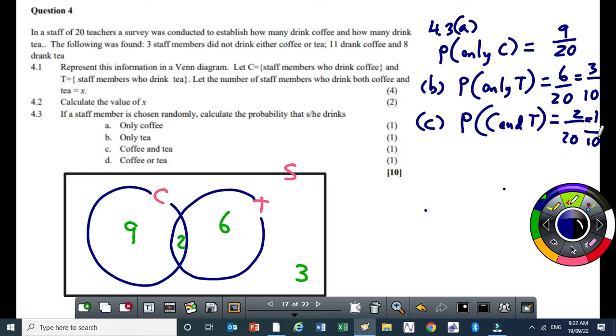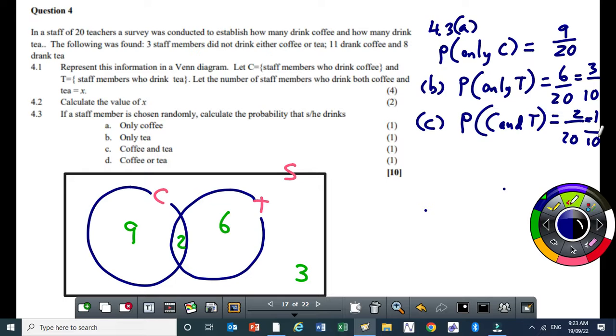The question does not say we must simplify our answer. So if you write 2 over 20, it's correct. It has to be marked correct. Unless the question says leave your answer in simplest form. But I'm writing them in simplest form. But decimals are not necessary. Then D now says coffee or tea.